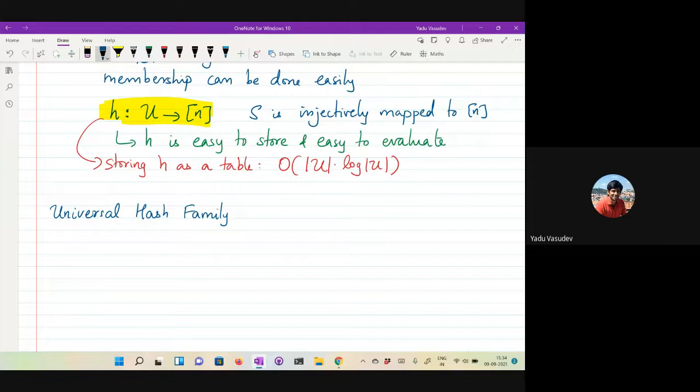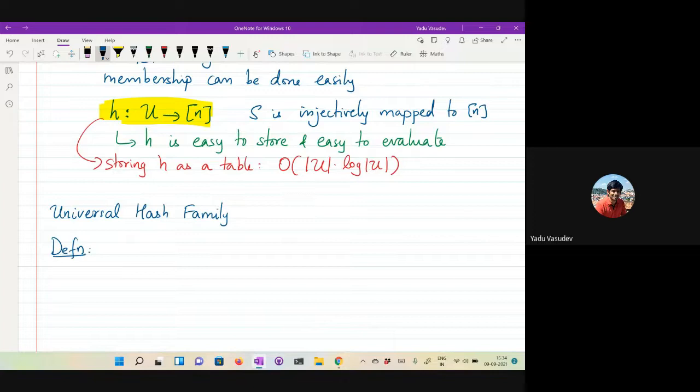Right. So many of the hash functions that you use in practice might not give you provable guarantees, but what you want here is a hash family where you can actually give some provable guarantees on its performance and so on. Right. So let's look at what is known as a universal hash family. Okay. So what is a universal hash family? So let's look at it.